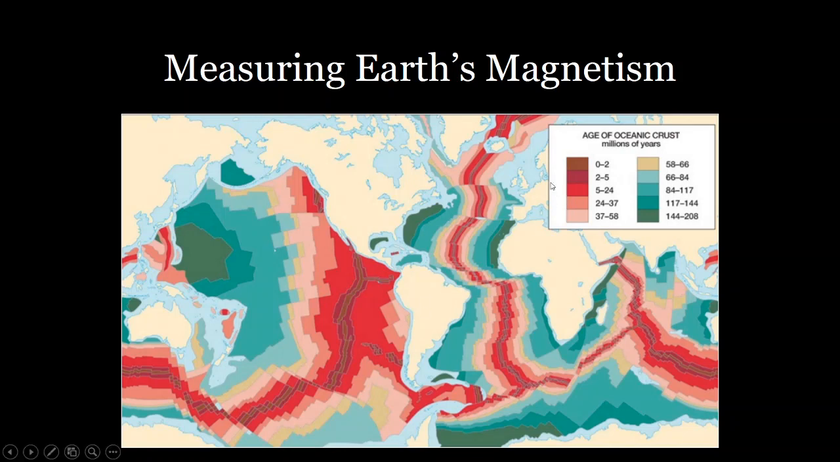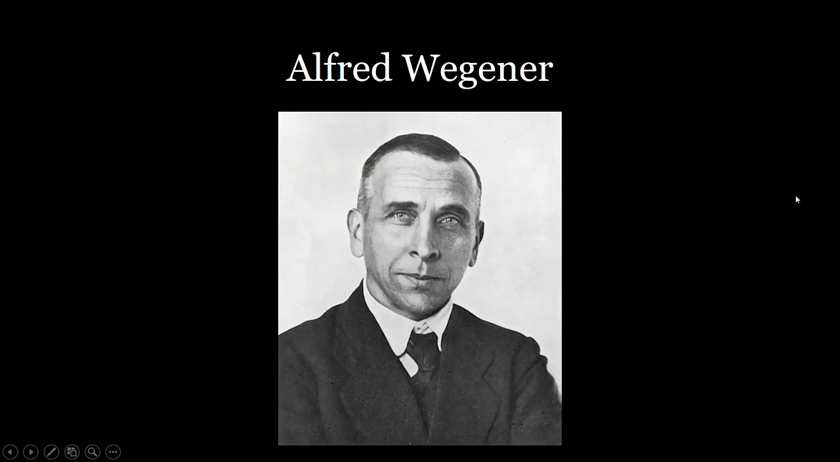And as you move further away from that mid-Atlantic ridge, then you get older and older. And so this was kind of puzzling to a lot of scientists at the time, to see that there's a new oceanic crust that was being formed. One of the scientists that really got interested in it was a guy named Alfred Wegener.